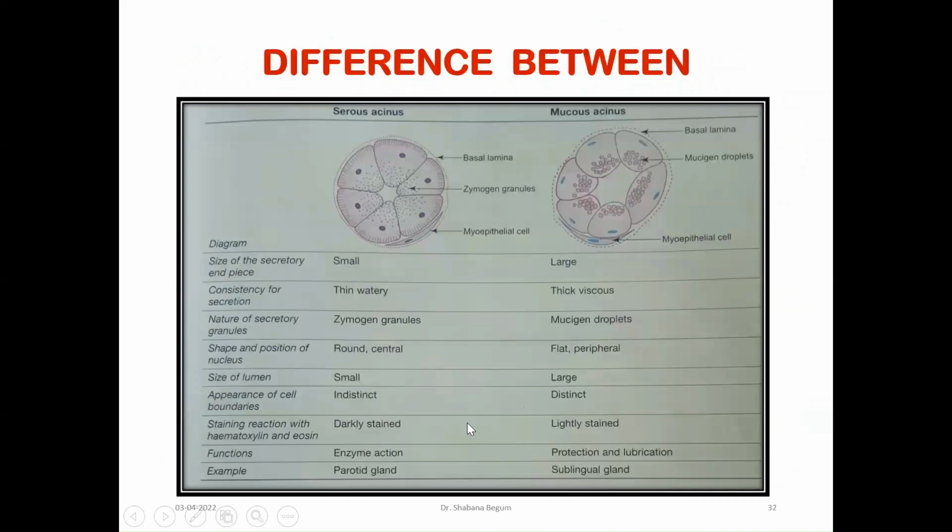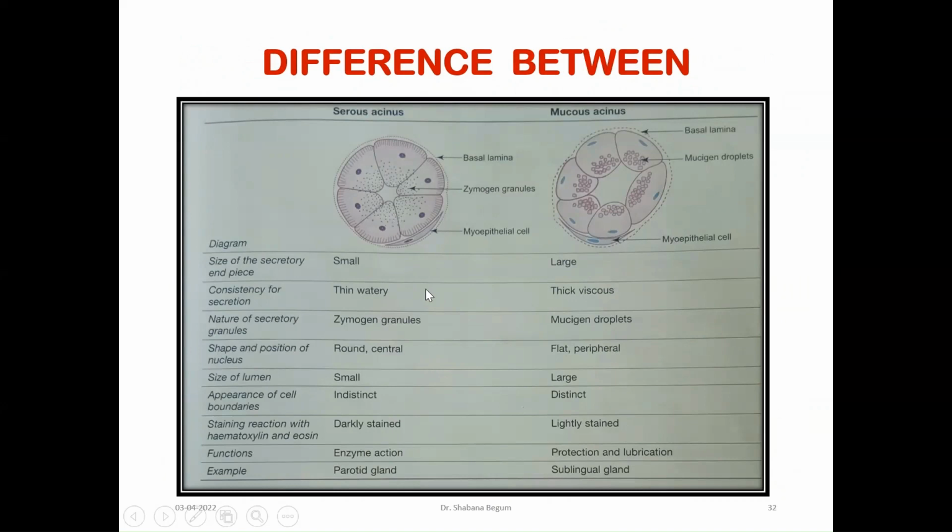This is a table showing the difference between the two. We can see that the secretory end pieces are small in case of serous acini, large in case of mucous acini. The nature of secretory granules, in case of serous acini, is zymogen granules, which have enzymatic action. In case of mucous acini, mucinogen droplets, which help in protection and lubrication. The serous acini are darkly stained with small lumen. The mucous acini are lightly stained with large lumen.